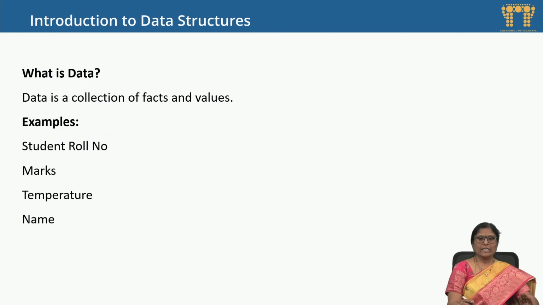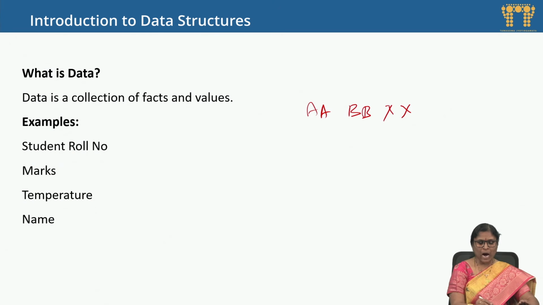So today I'm going to deliver a lecture on Introduction to Data Structures. First we'll discuss what data is. Data can be a collection of facts and values. For example, take the student names in a class, say AA, BB and XX. This is a collection of names and it does not produce any meaning. You can call it data.